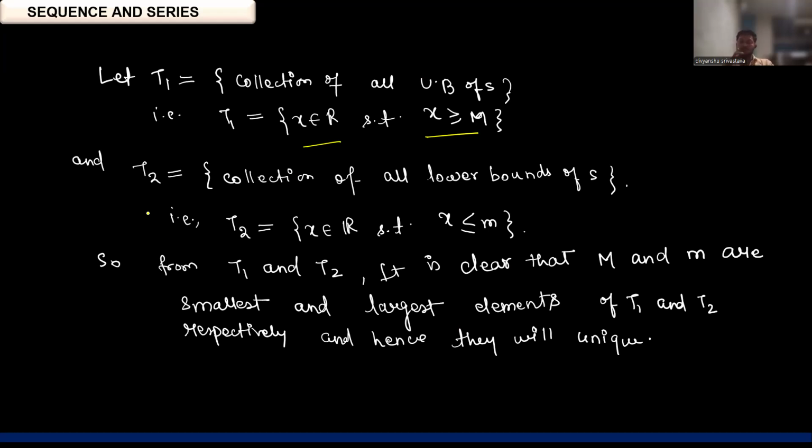And second thing is T2, the collection of all lower bounds of S, that is T2 which is equal to x belongs to R such that x is greater or equal to m. So first case is for upper bound and second case for lower bound. So here we see that small m and capital M both exist, then we say that it is bounded. So from T1 and T2 it is clear that small m and capital M, the smallest and largest element of T1 and T2 respectively, and we say that it is unique.